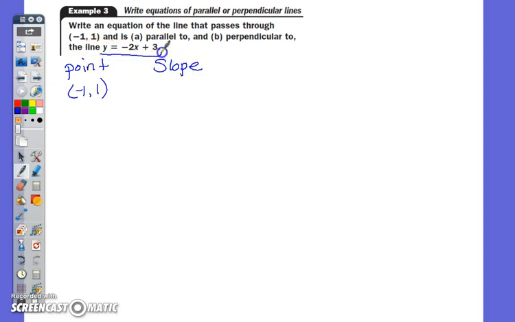Well, if we look at this right here, we know it's in y equals mx plus b. And if you look closely, right to this point right here, that is your slope. Your m is negative 2. Now, same slopes are parallel, so we want the same slope. So if it's negative 2, it's negative 2. That means we're finding the parallel line here.